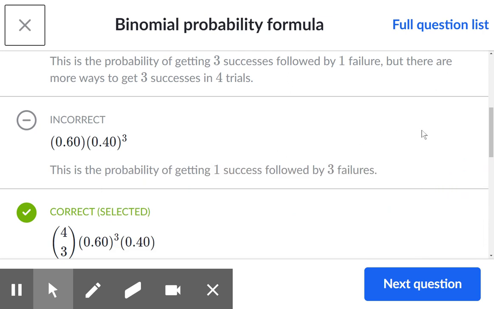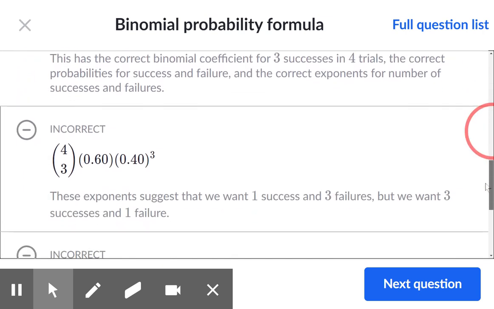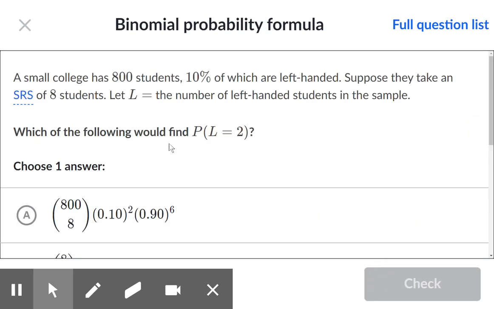Maybe the next question, then we end there. A small college has 800 students, 10% of which are left-handed. Suppose they take an SRS of 8 students. To check the condition of whether this is a binomial random variable, look at the 10%. What is 10% of 800 students? 80. And is 8 less than 80? Yes, it is. So the independence rule is satisfied.